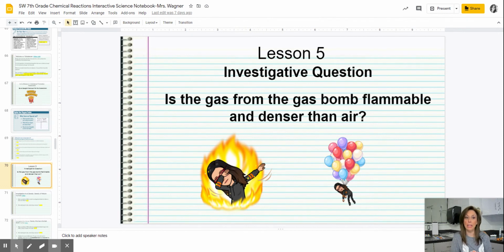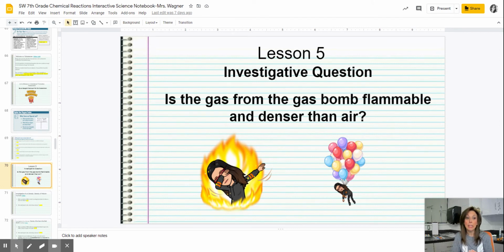Okay, so there are some ways that we can figure this out. We can take a look at some of the properties of different gases. So what we're going to look at in lesson 5 is the gas. So now we're going to look at the gas coming from the bath bomb. Is it flammable? And is it denser than air?